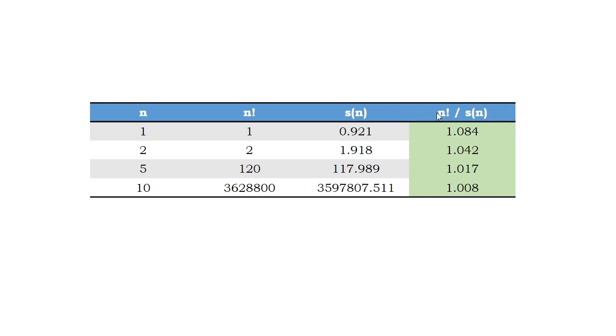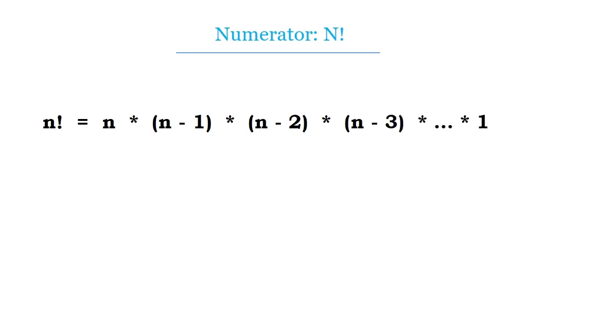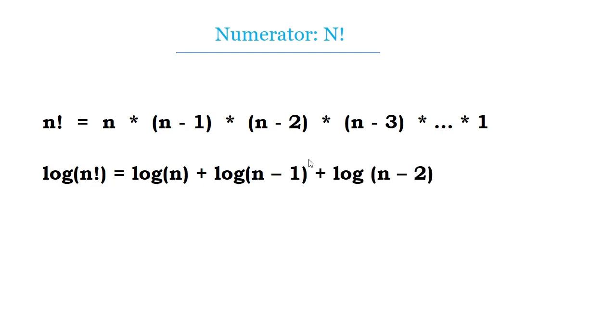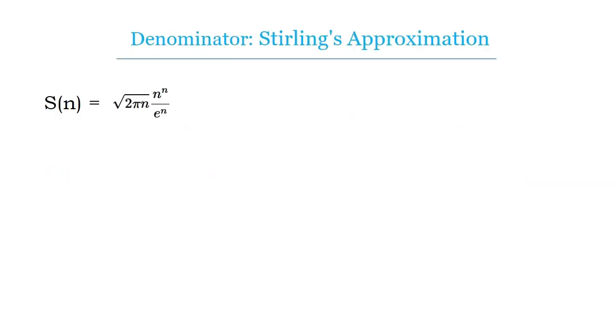Let's do just that, and we begin by computing the numerator. As you know, the factorial of a given number is equal to the product of all of the positive integers that are less than or equal to it. However, computing this would be very computationally expensive, but a workaround would be to compute the logarithm of the factorial of n, which turns all of these multiplications into addition, and it's going to be way easier to compute. Great, now let's deal with the denominator.